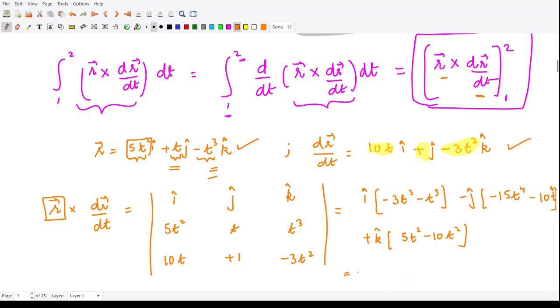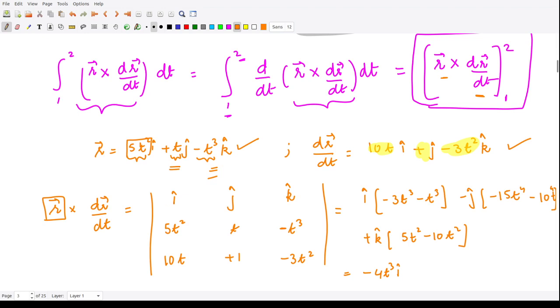So when you simplify this, you will end up with the vector equal to minus 4t cube i cap, and then it would be equal to minus 25, just a second, okay, there's a mistake here. This quantity is minus t cube, so here it should be minus t cube.